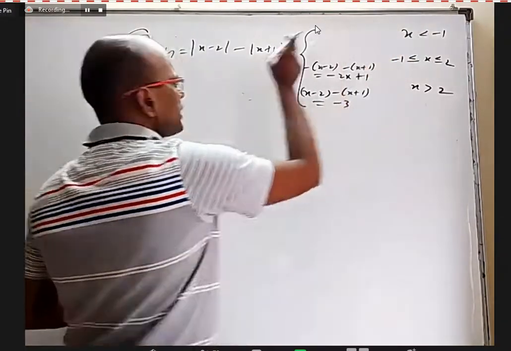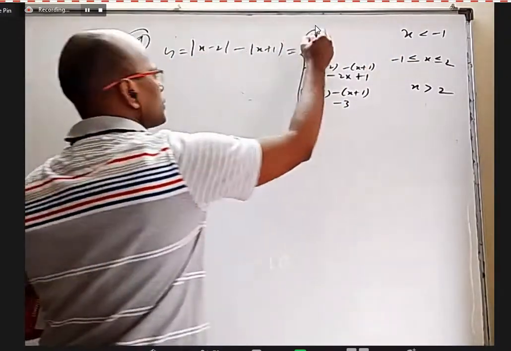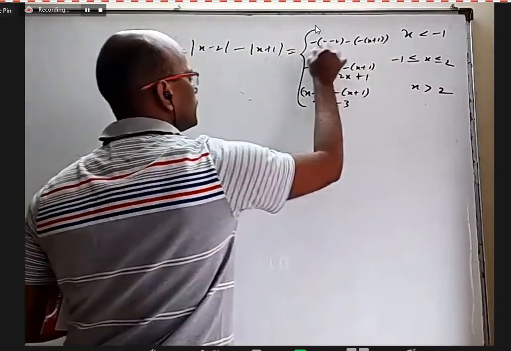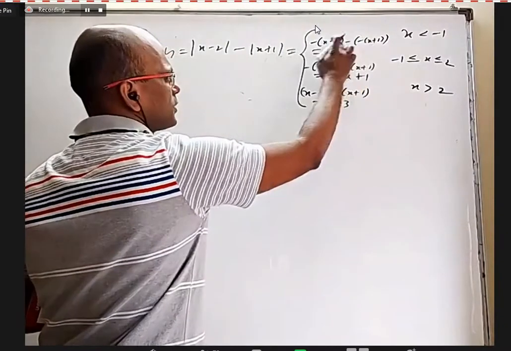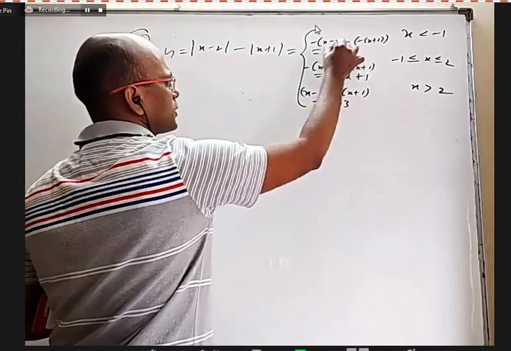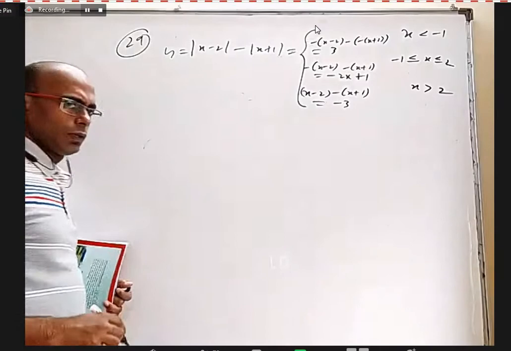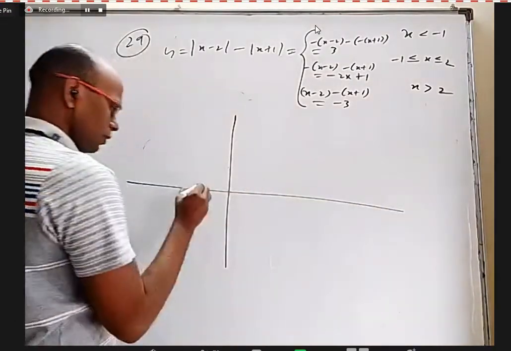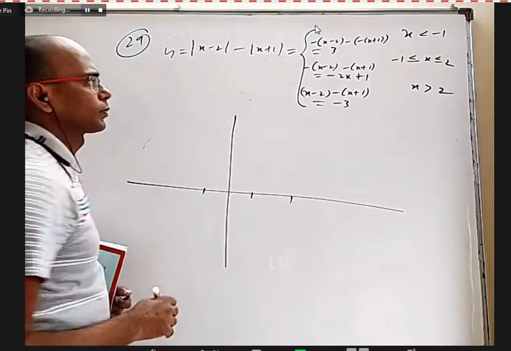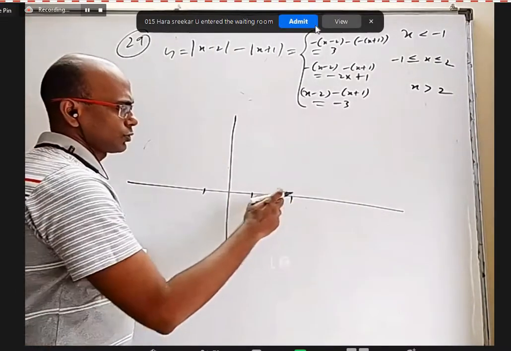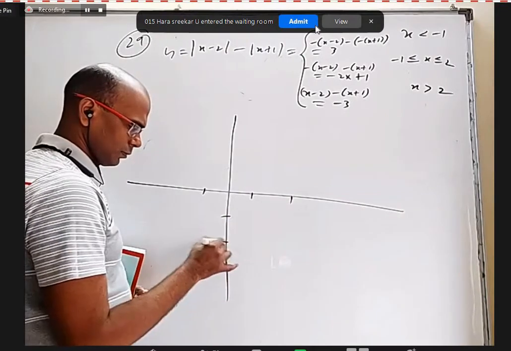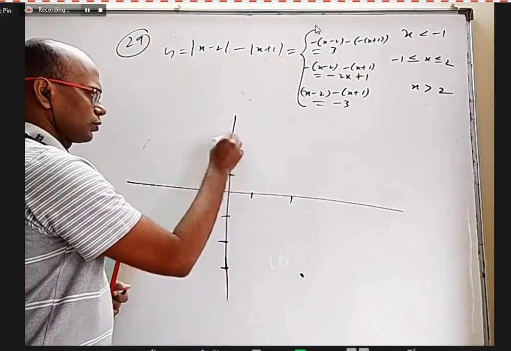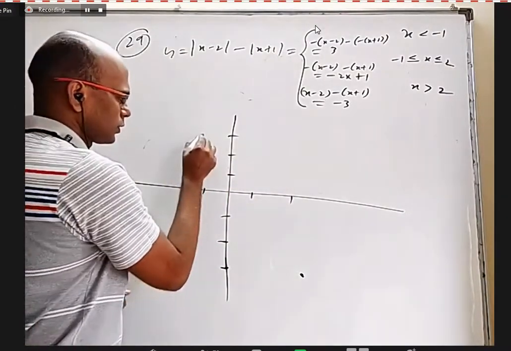When I take x less than minus 1, x plus 1 is also negative, this is also negative. So I'll get minus of x minus 2 minus of x plus 1. Minus x here, plus x cancel, plus 2, plus 1, 3. So if you look at the graph of this, between minus 1 and 2, at 2 it should be minus 3, at minus 1 it should be 3. So this is the graph.